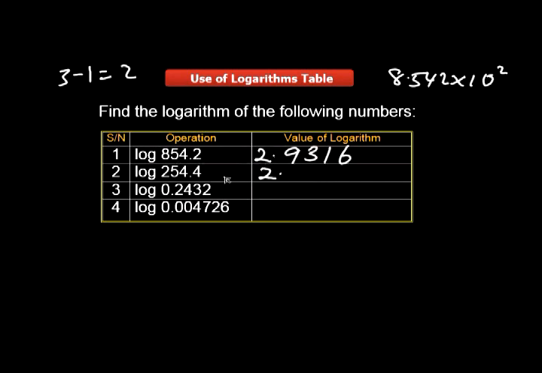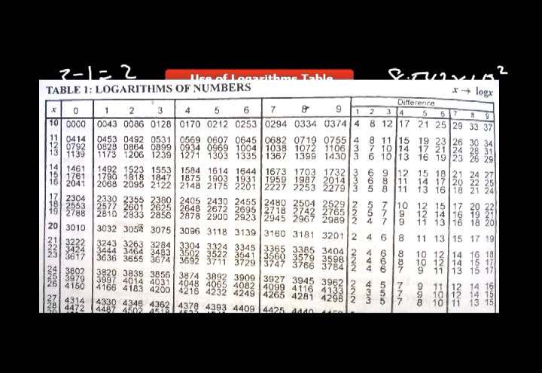This is the characteristic. The next one, let's check the log of this. That will be 25 under 4 difference 4. We have already written the characteristic the other time. So 25 under 4 difference 4. We'll look for 25 and trace it down. Then this is going to be on page 2. 25, under 4. Okay, we have it here.